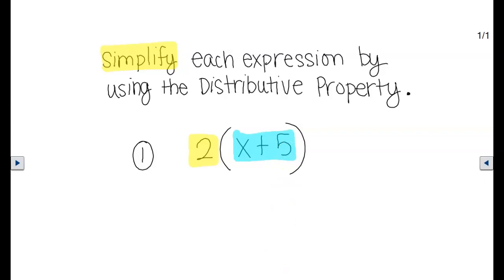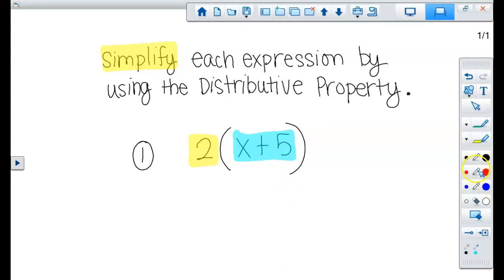So notice on this problem that we wouldn't have the option of doing order of operations because I don't know how to work out this group. I can't figure out what x plus 5 is because I don't know what that x is. So order of operations is not an option for me here. It's not something I could do. So the distributive property is the only way that I have of getting this problem done.